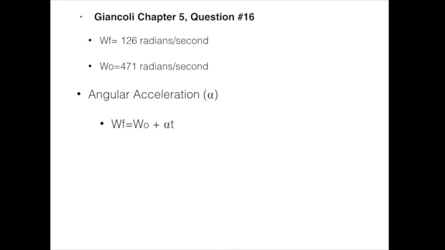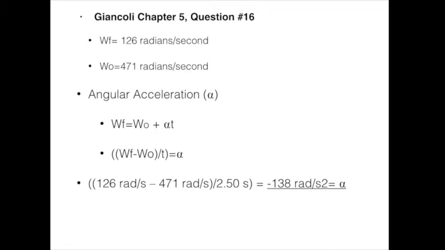As it's written, the second kinematics equation gives the answer for velocity. So we are rewriting it to be final velocity minus original velocity divided by time equals acceleration, because we're looking for the angular acceleration. When you put the numbers into that, you have 126 radians per second minus 471 radians per second divided by 2.5. And your answer is negative 138 radians per second squared.